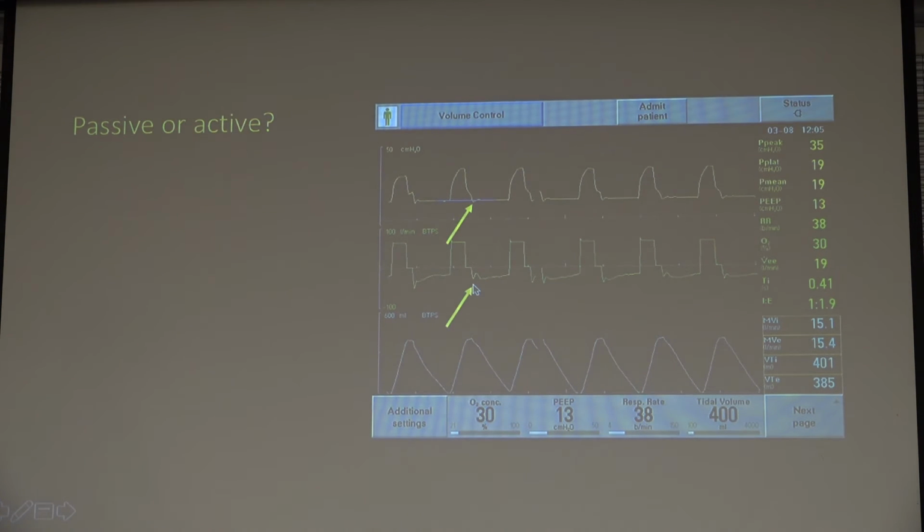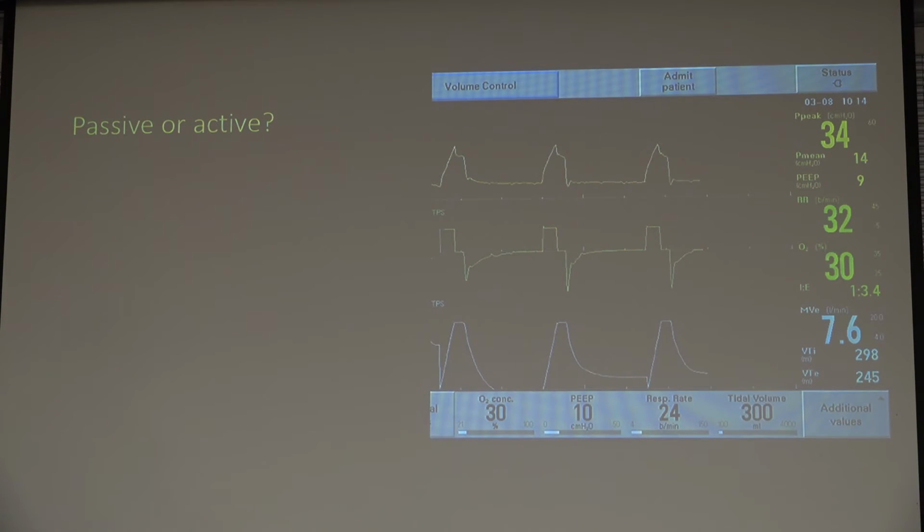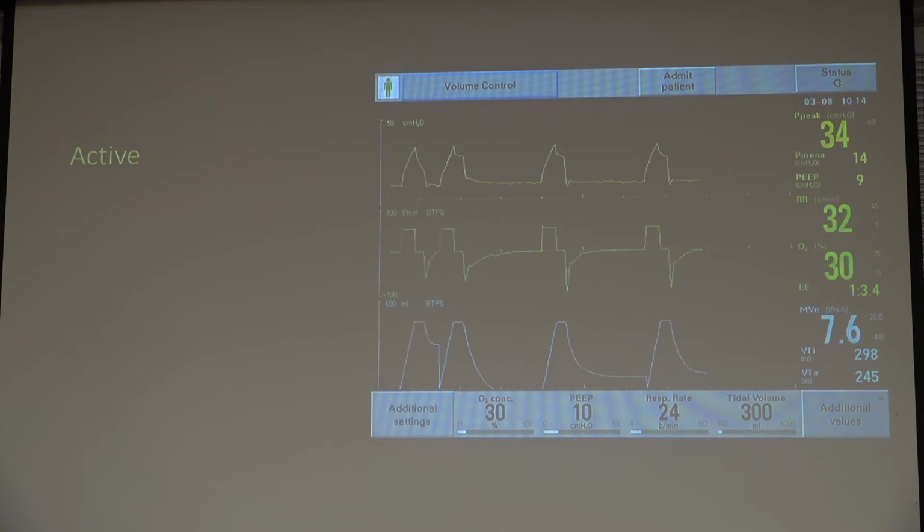Mood lighting. Again, evidence of patient effort that is subtle, but definitely there. Another patient. Is this person passive or active? If you're not sure, I'll give you a little bit more of the screen. Okay, so we know this person's active. Right, now we see those pink bars there that says this is a patient-initiated breath.